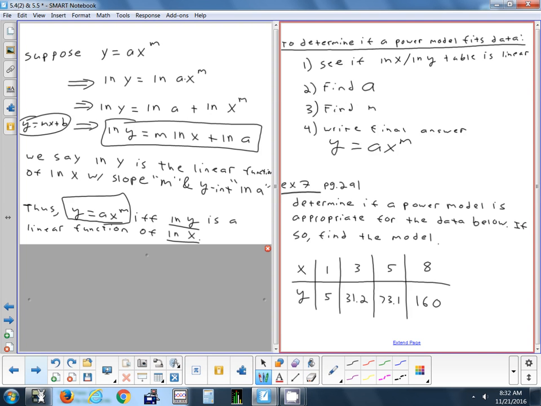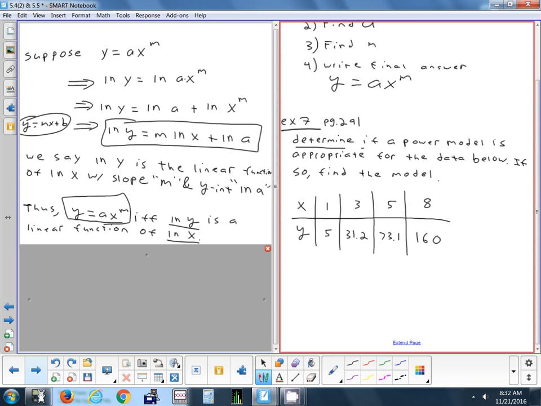All right, so this time they're not telling me whether or not I should use a power model. First, they want me to figure out, basically, should I use a power model? And if I should, then do it. So the first thing I'm going to do is make a new table, just temporary. I only need it for step 1, just to check if a power model is the right thing to use.